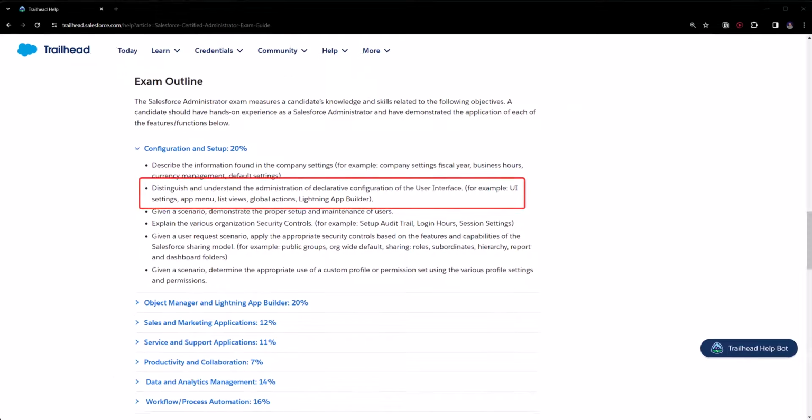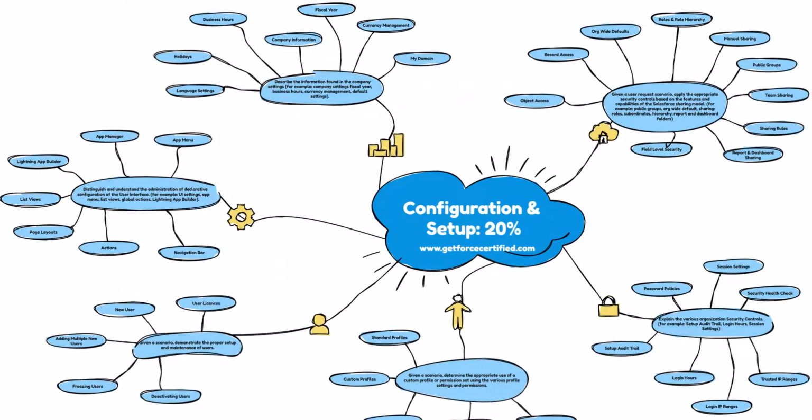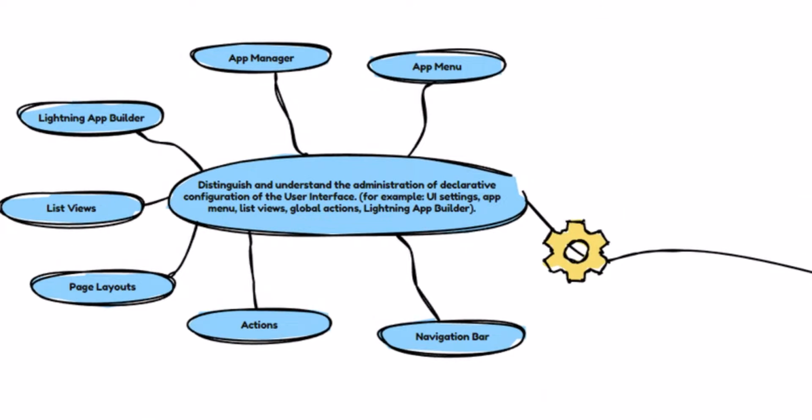So what do you need to know for this one? Well, you need to know about anything app related, so that'll include the app menu, app manager, and the Lightning App Builder. You'll also need to know about list views, page layouts, actions, and the navigation bar. But let's head into Salesforce and take a closer look.